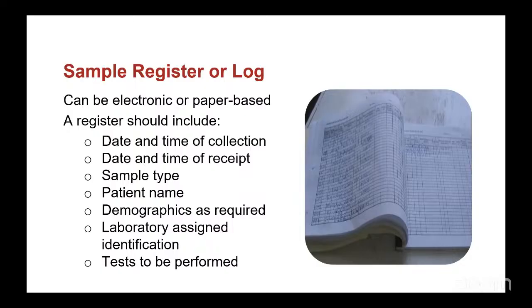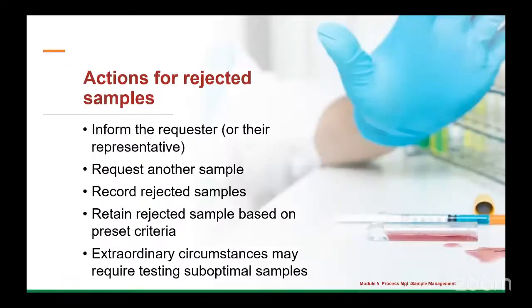The register should include the date and the time of collection, date and time of receipt of the sample, what is the sample type, what's the patient name, the demographics as required, laboratory and sign identifications, the lab ID number, then the test to be performed. All these, many more, must be captured in the sample register.